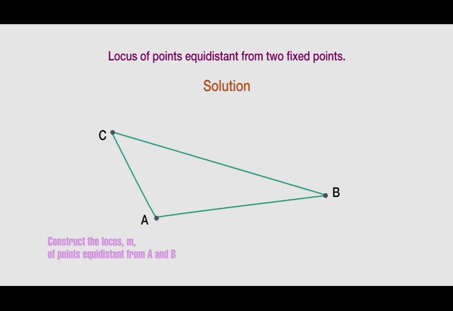We are going to take the point A. With our compass point at A, we'll scribe an arc up and down the line AB. Now the line M gives that locus.